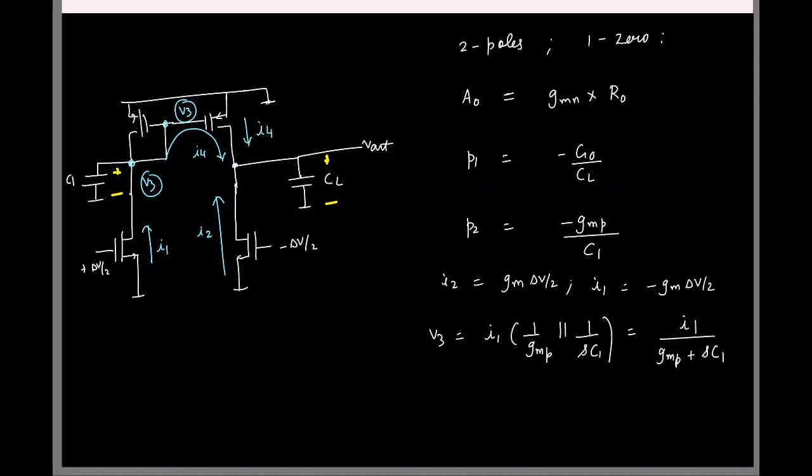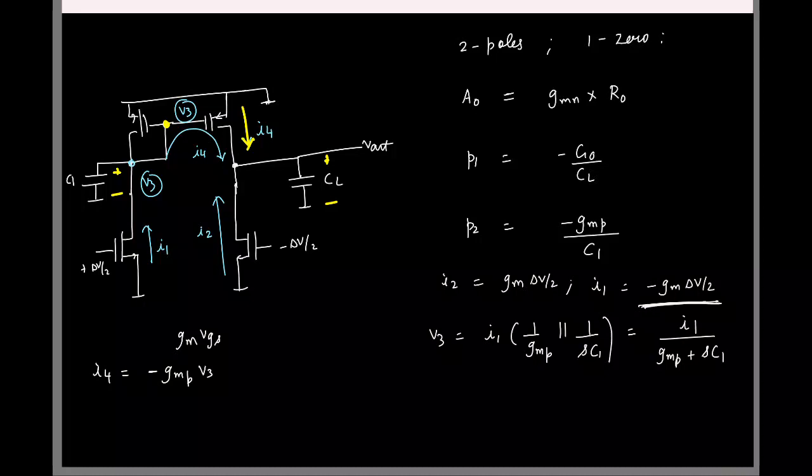So now what is this current I4? GMP into V3. Same thing. Actually, okay, I4 is what? Can you check carefully and tell me, in terms of V3, what is I4? Gate voltage is V3. I am looking at the current in this direction. There will be a minus sign. GM VGS is the current flowing from drain to source. So here I am considering the current from source to drain. So this is going to be minus GMP times V3.